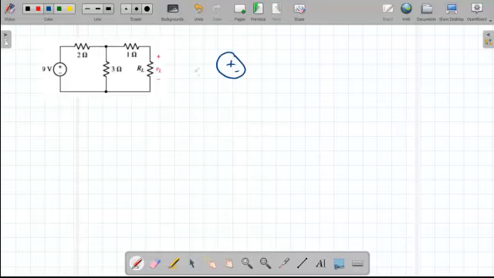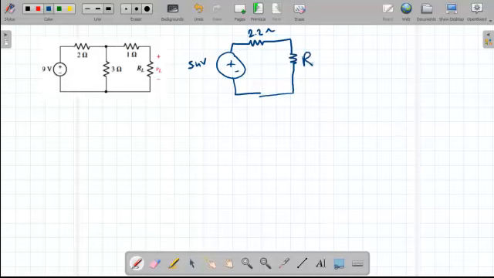So this circuit can be represented by just 5.4 volt, sorry, 4.5 volt. Yeah, 5.4 volt in series with 2.2 ohm. Then this is the load.